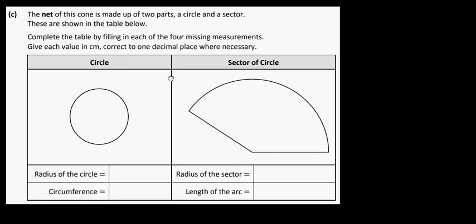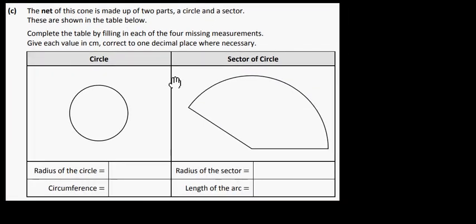Okay, the next question, part C here, just asks us to have a look at the net of the cone. It's made up of two parts, a circle and a sector. These can be shown in the table below. So this is the circle at the bottom of the cone, and when you take the curved surface area and open it out, it looks like this. Complete the table by filling in each of the 4 missing measurements. Give each value in centimeters, correct to one decimal place where necessary.